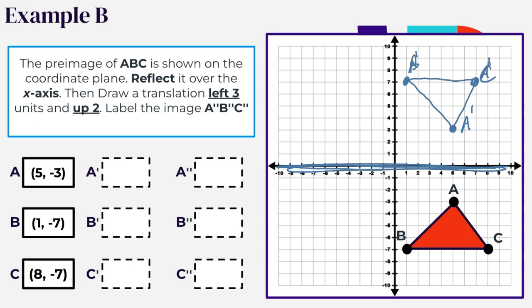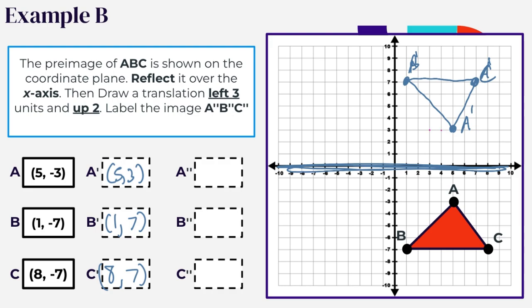So our first point is going to be at 5, positive 3. Then it's going to be at 1, positive 7. And then at 8, positive 7. So that's our first of the 2 transformations that we need to do. The second transformation is that we need to translate it 3 to the left and 2 units up. So again, I could do the addition and subtraction, but I'm going to count it out this time because I want to see that take place on the coordinate plane.